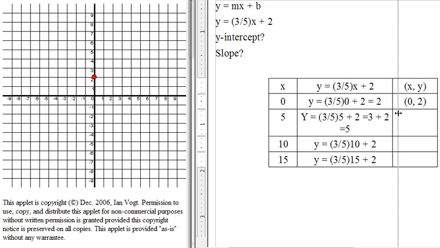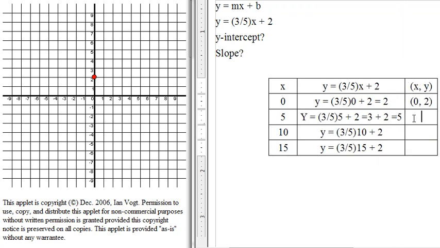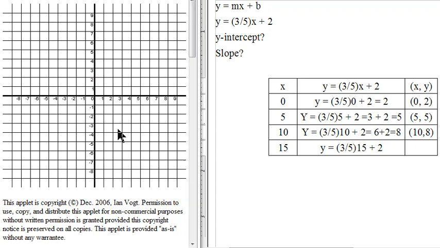So I can stretch this out a little bit so it'll fit. There. So my point there is going to be 5, 5. Now, here, a fifth of 10 is 2, so 3/5 of 10 is going to be 3 times 2, 6. So here I have 6 plus 2, and so that gives me 8 for my y value. My x value is 10. My y value is 8, and so my point is 10, 8. I'm not going to do 15 because it's going to be off the graph anyway.